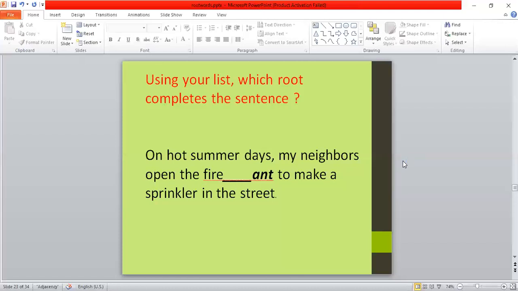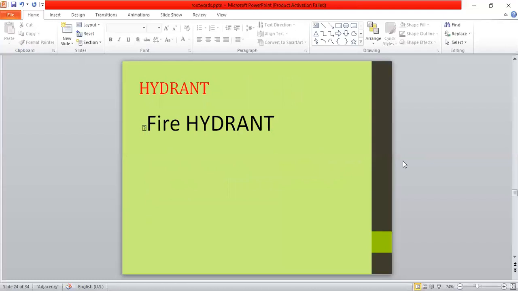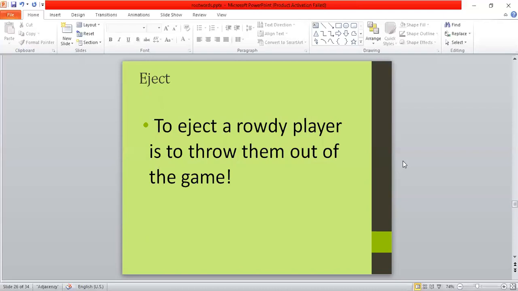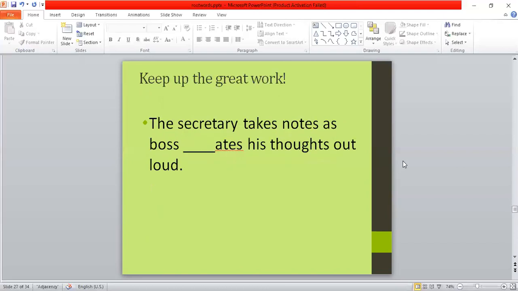On hot summer days, my neighbors open the fire blank to make a sprinkler in the street. Hydrant, fire hydrant. Next, if a player gets into a fight with another player, the referee must blank that player from the game. Eject, to eject a rowdy player is to throw them out of the game. Keep up the great work.